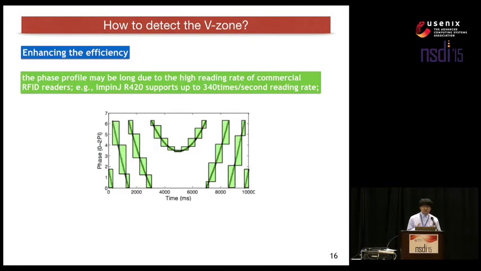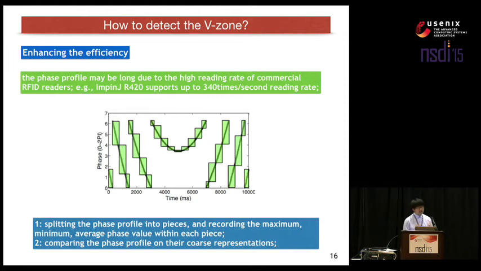We know, although dynamic time warping can detect the V-zone effectively, it is still time consuming when the reading rate is high and the phase profile is long. So to enhance the computational efficiency, we split the phase profile of each tag into multiple pieces. Within each piece, we record the maximum, the minimum, and the average value. Then we perform dynamic time warping on this coarse-grained representation of the phase profile. By doing so, we can significantly reduce the comparing overhead.